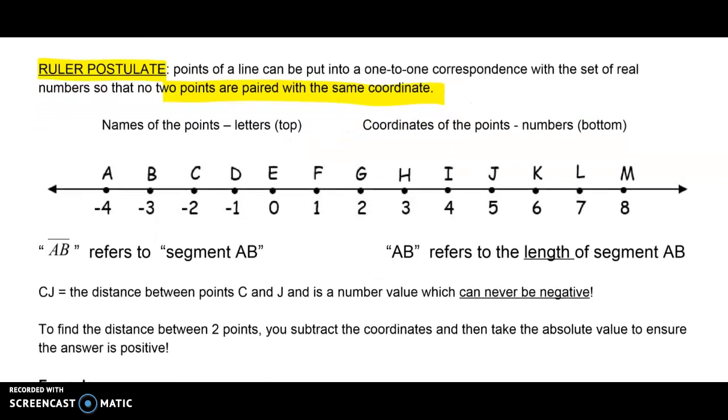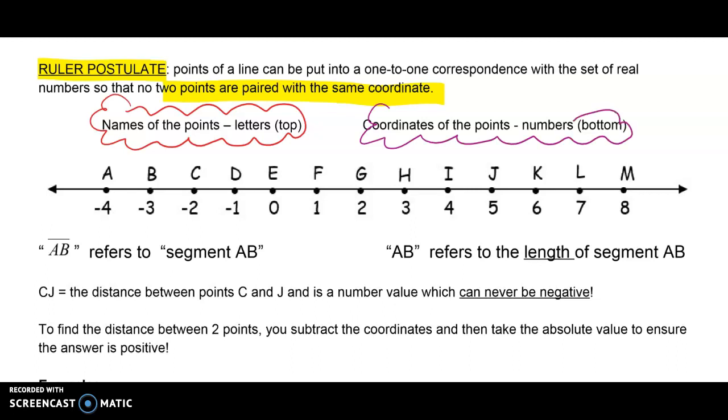So looking down here at this nice little number line, remember that the names of the points are the letters, and for this number line they're on top. And the coordinates of the point are the numbers, and those coordinates are on bottom. So the number is the coordinate. And we're just using a single number line, so they only have one coordinate point. If it was in a graph, your point would have 2 coordinates, an x and a y. For these examples, they'll all only have one coordinate, which is just the single number.